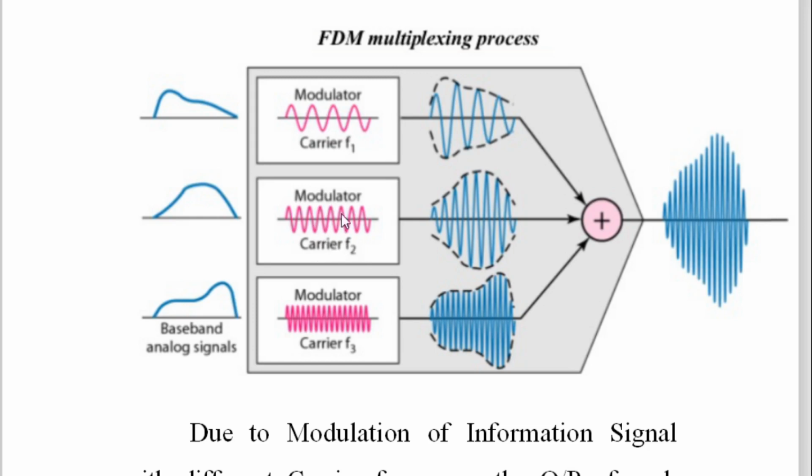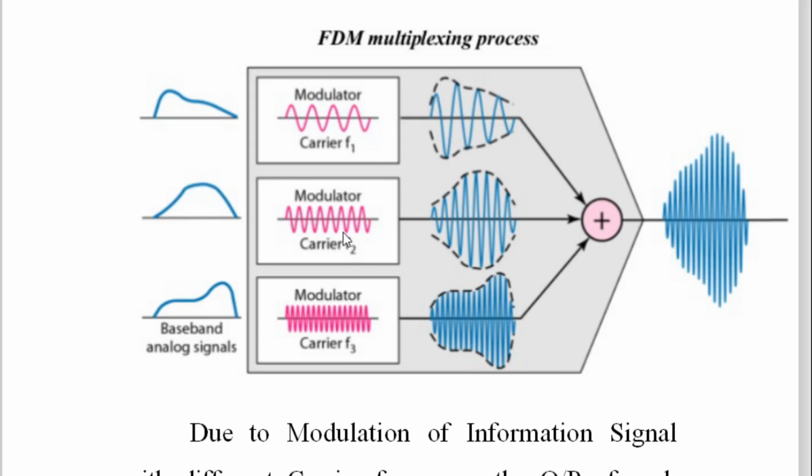F2 is 68 kilohertz. Where frequency is less, time is more; where frequency is increased, time is less. Now carrier number 3, for modulator number 3, is 68 plus 4, 72 kilohertz, and information signal number 3 is modulated with this 72 kilohertz carrier. Therefore, you see here very carefully, the output of modulator 1 has a different shape.